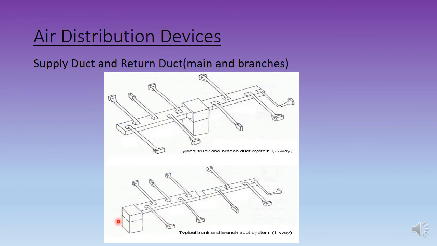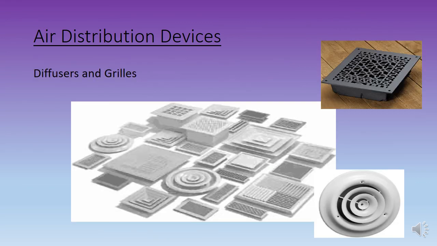Why one way? Because the AHU is at the end of the ductwork system, and in the other one the AHU is in the middle, and the supply air goes to the left and also to the right. That is why it is called a two-way system.